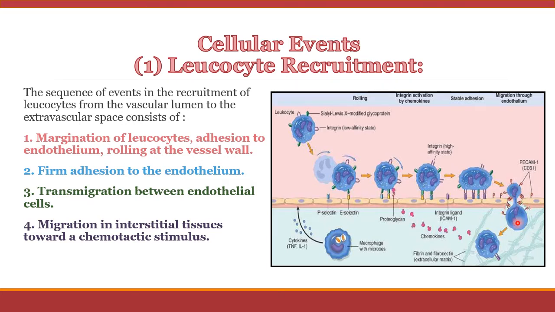And the last step is another migration step, but this time migration from the site of the exit from the vessel wall to the site of the inflammatory response, where the chemical mediators are secreted at their highest concentration. So it's like they are called out from the area of their exit to the area of inflammation by chemical mediators.